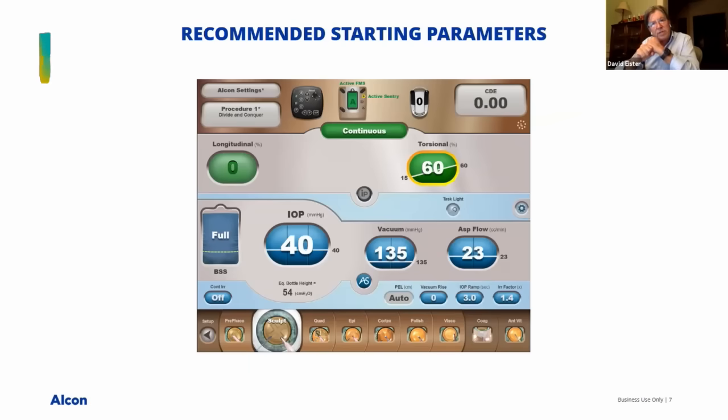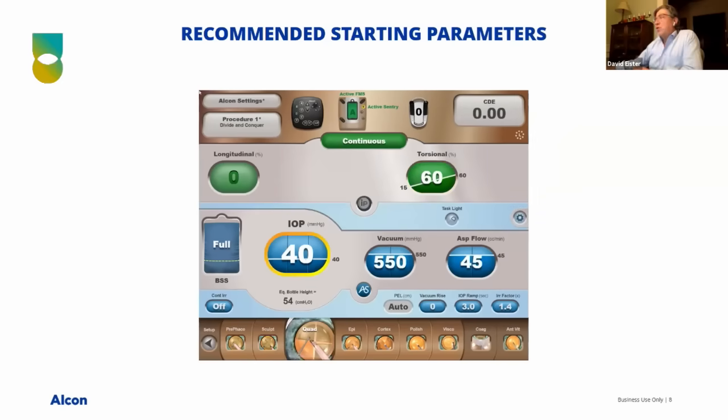And if you have resistance, the vacuum goes up quickly and the pump stops. If the pump stops, you'll hear the ding, ding, ding, ding, ding. It means you don't have flow. If you don't have flow, you don't have cooling. So make sure that you use high enough vacuum, okay, so the pump continues to move as you are sculpting at the beginning of a case, for example. Next slide, please.